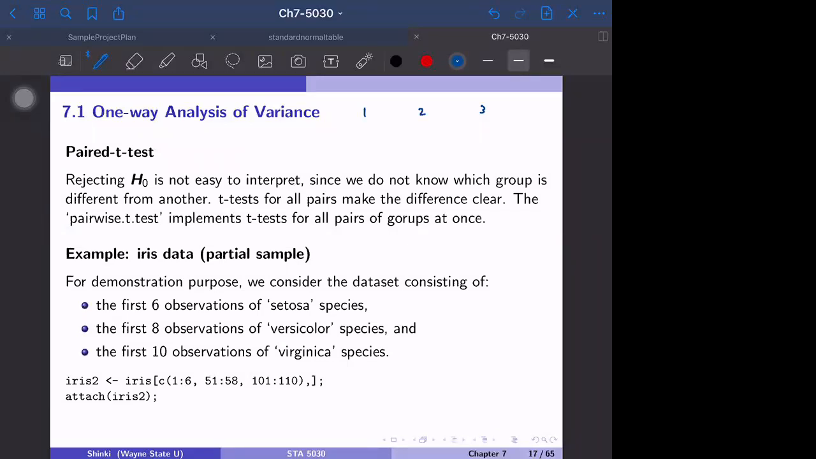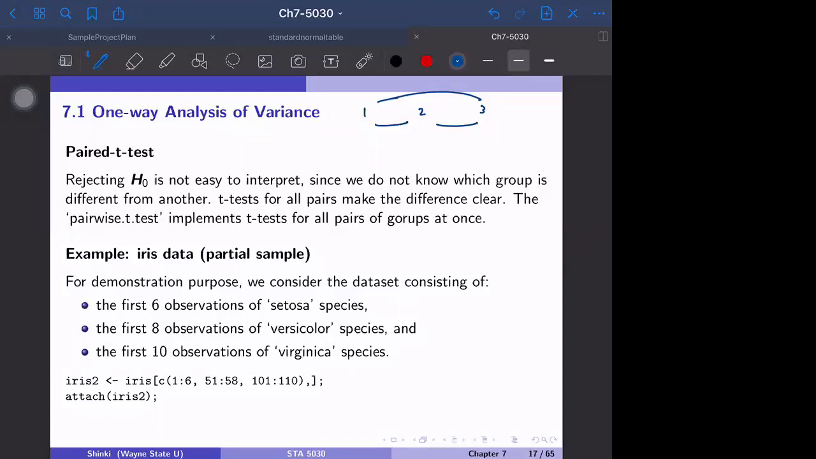But if the hypothesis that all groups are the same is rejected, it's not easy to interpret because we don't know which group is different from another. So overall, it's different, but 1 and 2 are different, or 2 and 3, or 1 and 3, or all similar, but overall, it's different. So it's not clear what it means.